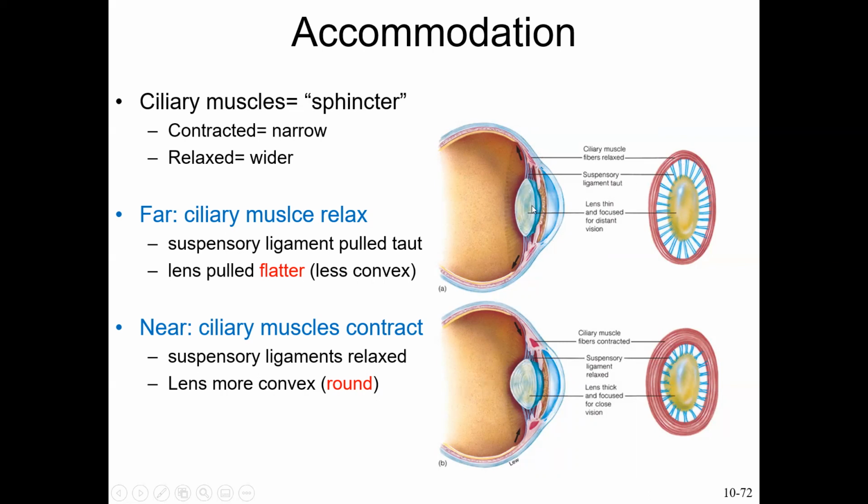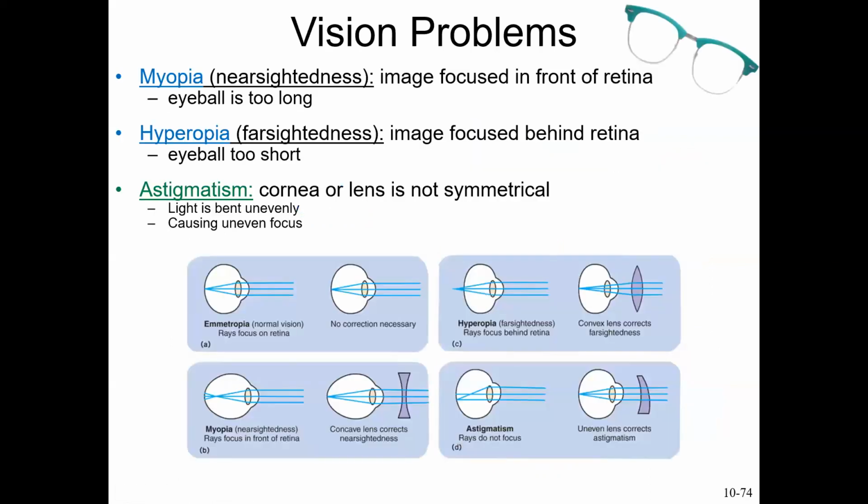So far away, the ciliary muscles are relaxed, making it so that the lens is pulled tight and flat. Whereas if you're looking near, the ciliary muscles will be contracted, which means that the lens will not be pulled and allowed to kind of go back to a round shape. That's called accommodation.